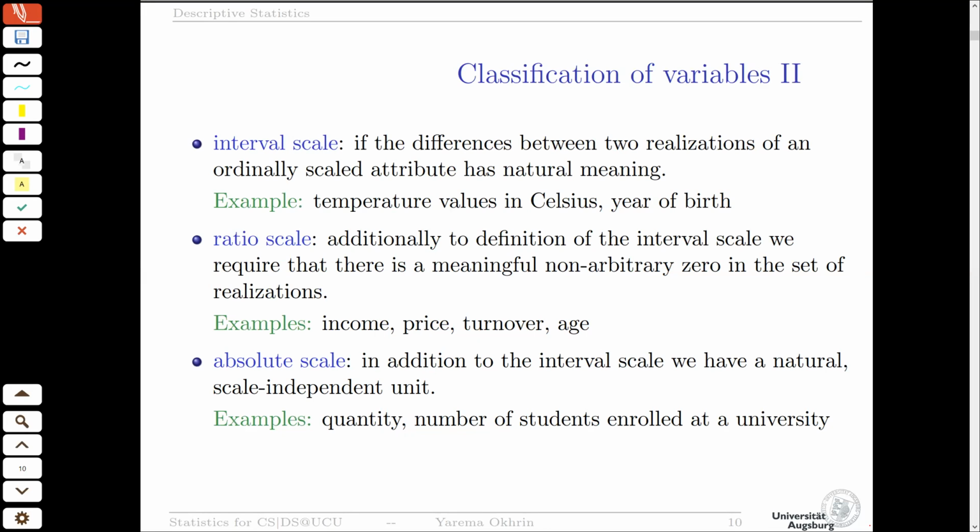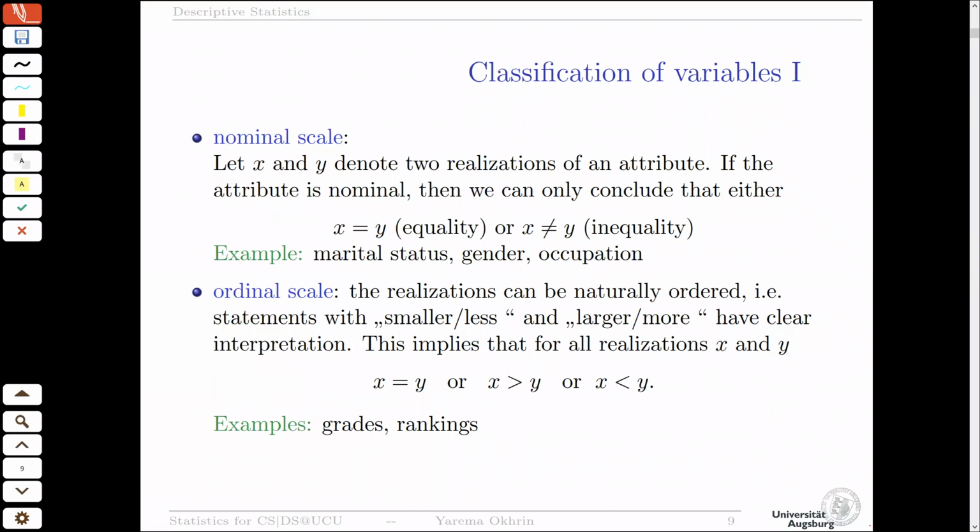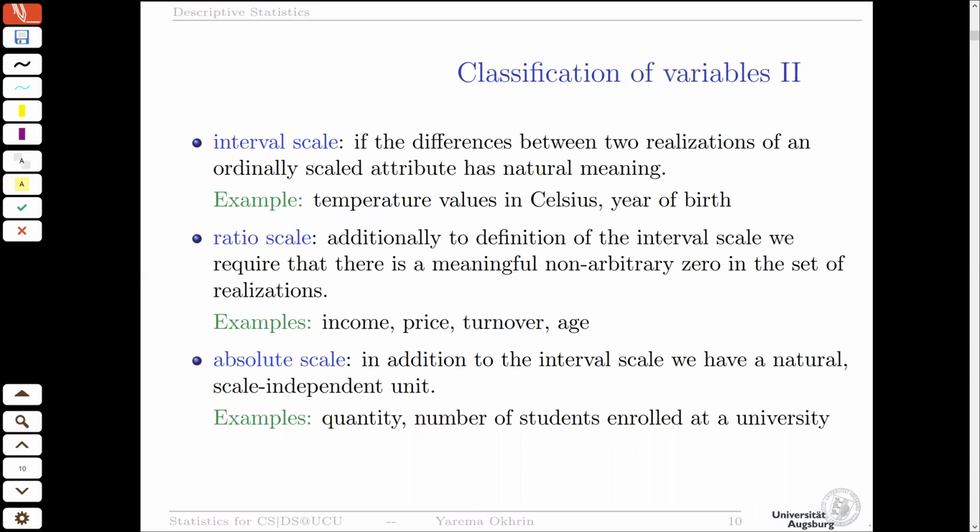For example, you have price. 0 is a natural value for price, a natural starting value, and age also has a natural starting value, which is not the case for temperature. 0 temperature in Celsius is a very artificial value. It's simply the freezing point of water. You can also set it to something different, like in Fahrenheit. And finally, there is something like absolute scale, but that doesn't really matter. So we have to distinguish between nominal scale, distinct values like colors, gender, marital status; ordinal scale, where the data is ordered; and all other scales where you can compute the difference and interpret this difference.